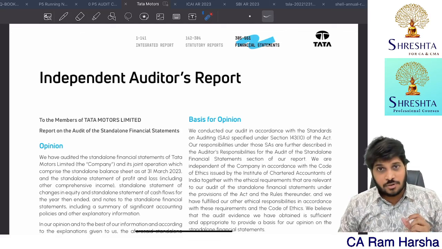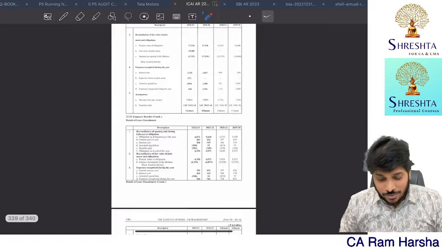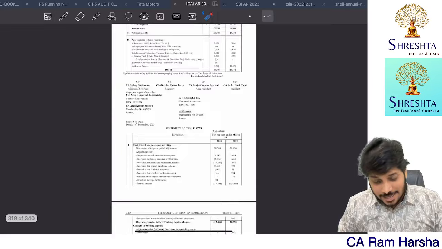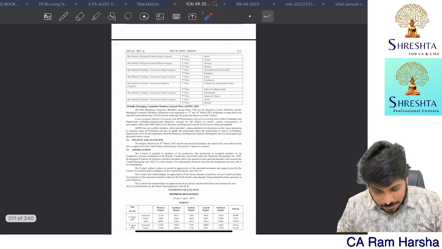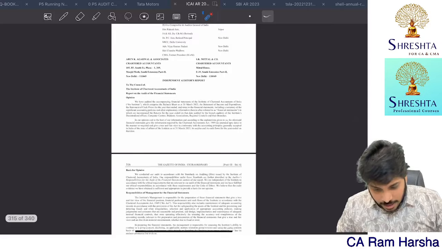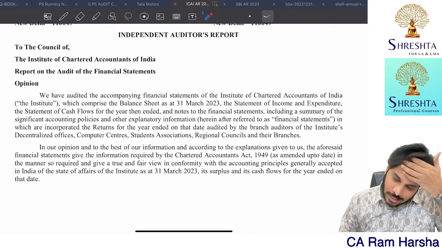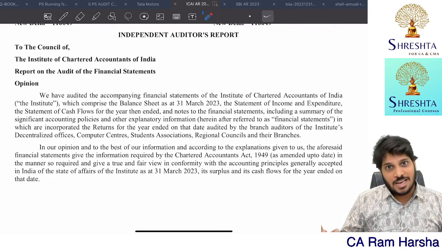Now, we have the institute, right? ICAI, the Institute of Chartered Accountants of India. This ICAI also has an auditor. Obviously, ICAI is a body corporate. So the ICAI has been incorporated under the CA Act. So as per the Chartered Accountants Act, the institute's financial affairs have to be audited as per the CA Act. The statutory audit. Getting it?